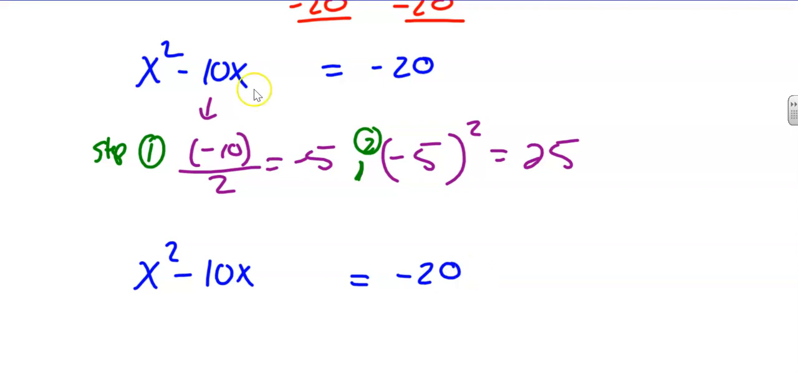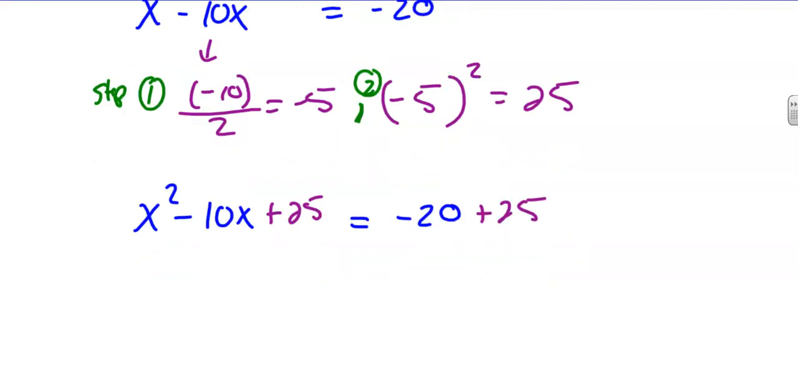Okay, once you've, and this is the completing the square part of it, once you get this 25, you're going to put that 25 and add it back to both sides. Which basically does 2 things. The right-hand side, you go ahead and give me that number. Negative 20 plus 25 would be 5.